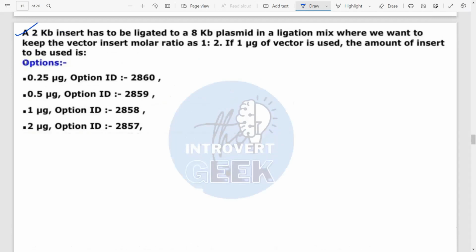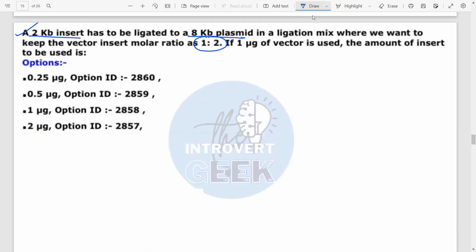So the question is, a 2 kb insert has to be ligated to an 8 kb plasmid in a ligation mix where we want to keep the vector to insert molar ratio 1:2. If 1 microgram of the vector is used, the amount of insert to be used is how much?